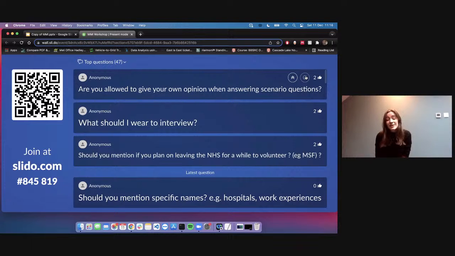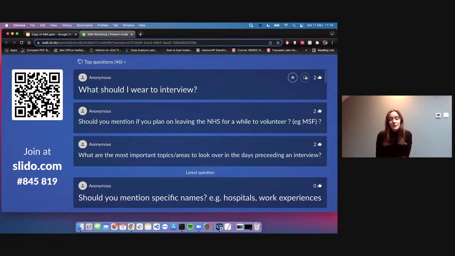What should I wear to interview? So I would just dress semi-formal. So not jeans, but not wearing, well, I wouldn't personally wear a full suit.